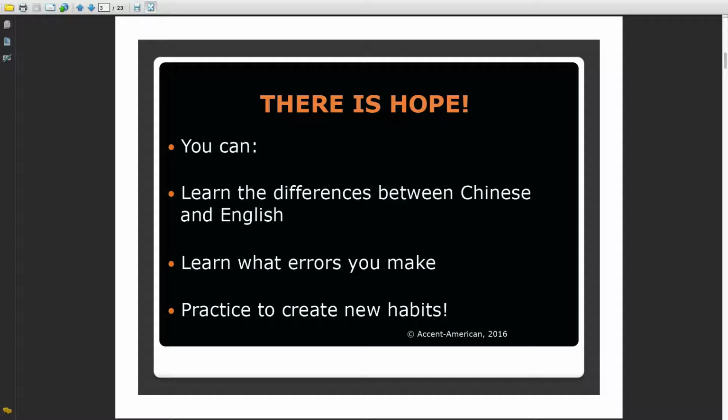You simply need to learn the differences between Chinese and American English, figure out what errors you make, and practice to create new habits, because accents are simply habits that we bring over from our native language.